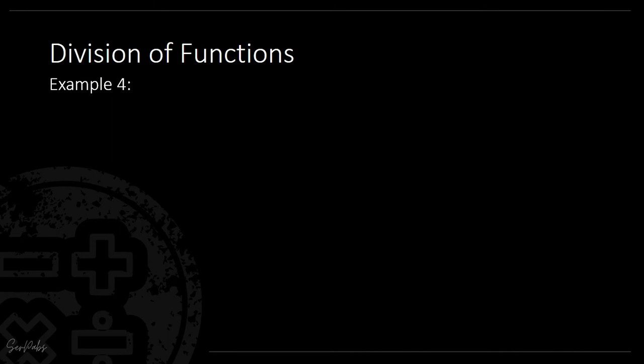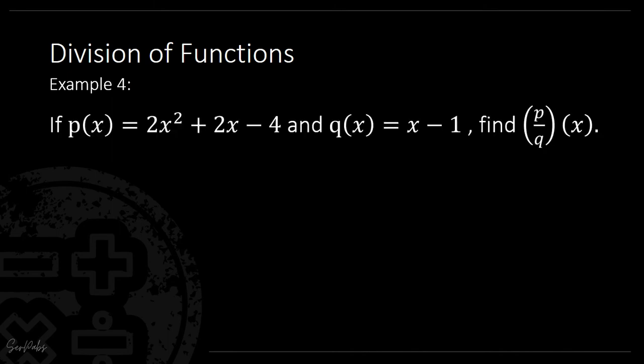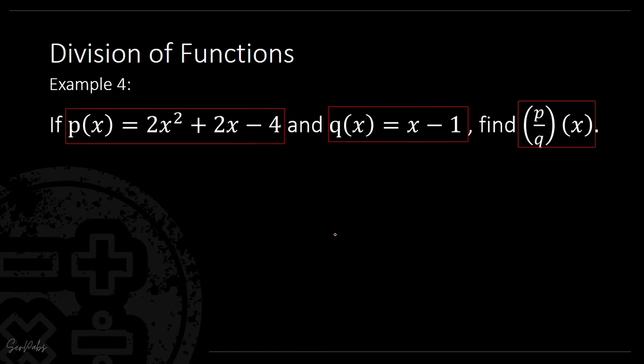Okay, example number 4. We have p of x equals x squared plus 2x minus 4, and q of x equals x minus 1. Find p over q of x, or p divided by q of x. So we have division of functions. We will divide p of x by q of x. P of x is 2x squared plus 2x minus 4, and q of x is x minus 1.